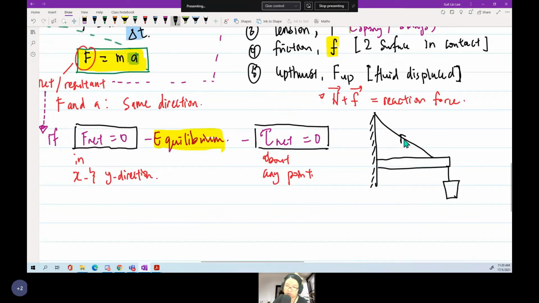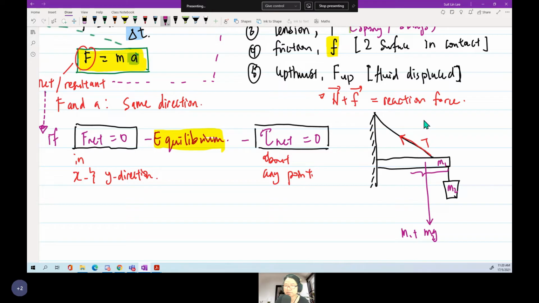We obviously have tension. Tension is acting in this direction. T. Let's say the mg for the beam is here, and the mg of the pot is here. And let's say both centers of mass combined means the mg is here. M1 plus M2. This is M2. This is M1. Okay, so I combine these two masses.